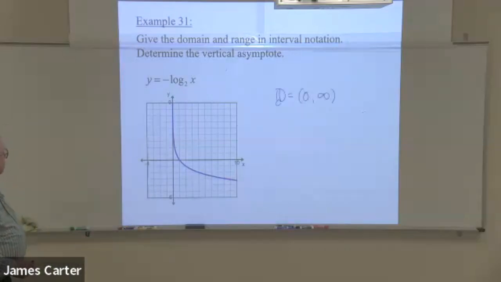What is the domain on this thing? Well, you've got an asymptote right here. Vertical asymptote at 0, and the domain goes forever that way. The range, from down infinity to up infinity. And we've got a vertical asymptote x equals 0.